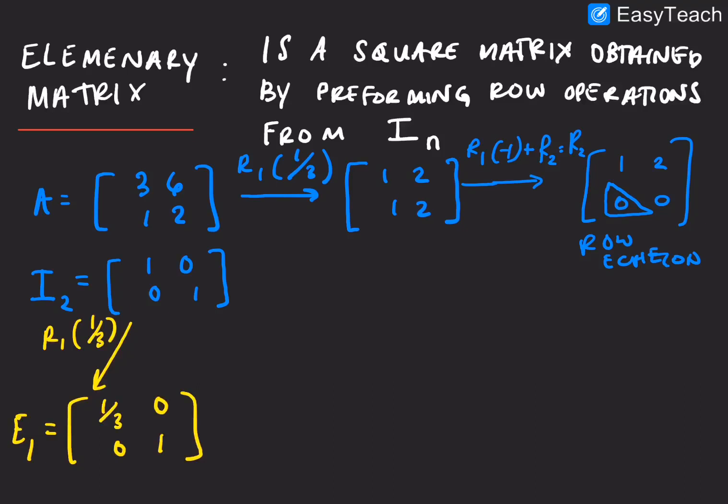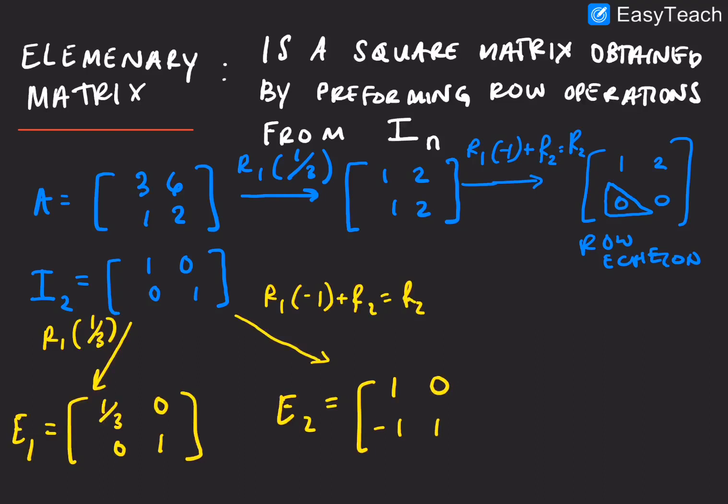And so again, whatever operation we perform on the matrix A, we have to apply to the identity matrix. So we apply row 1 times -1 plus row 2 gives me a new row 2 in our identity matrix. And that's going to be our second elementary matrix. We're going to get 1, 0, -1, 1. And that is how you find your elementary matrices.